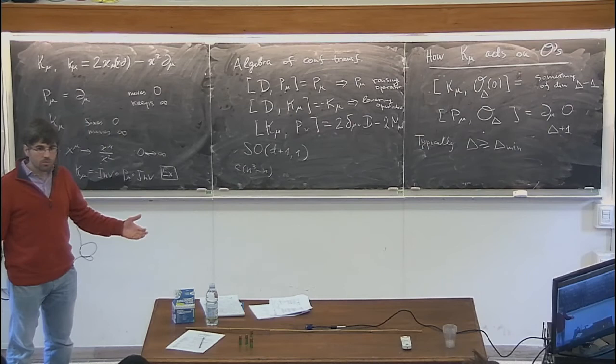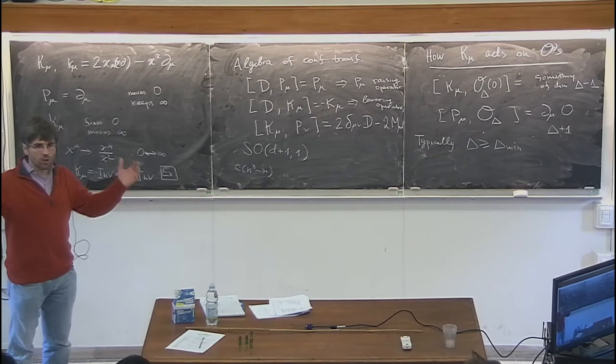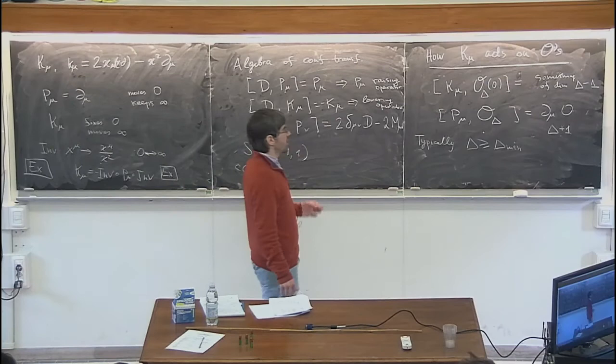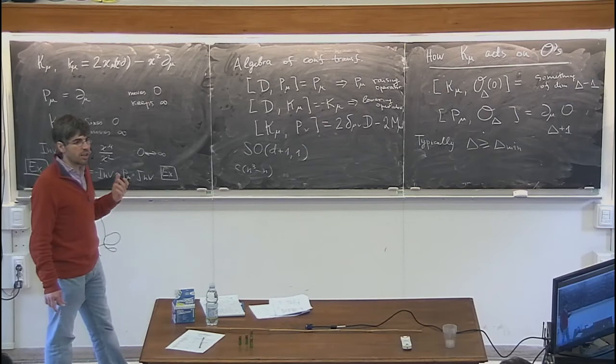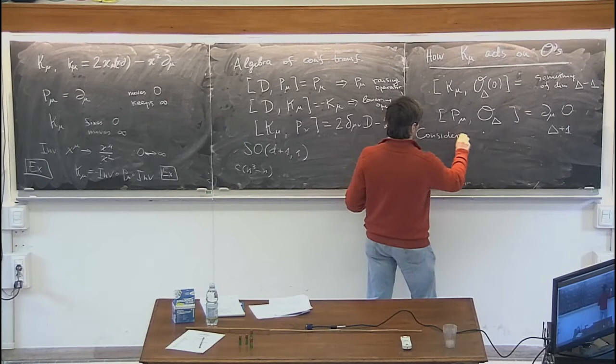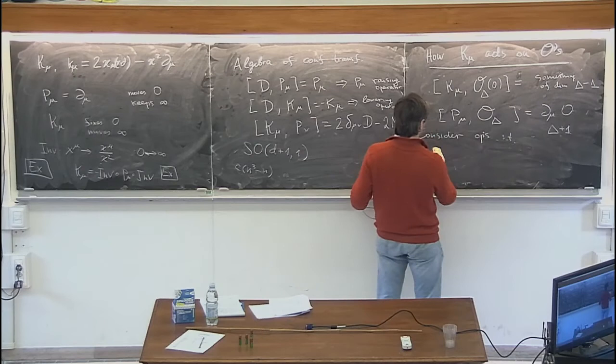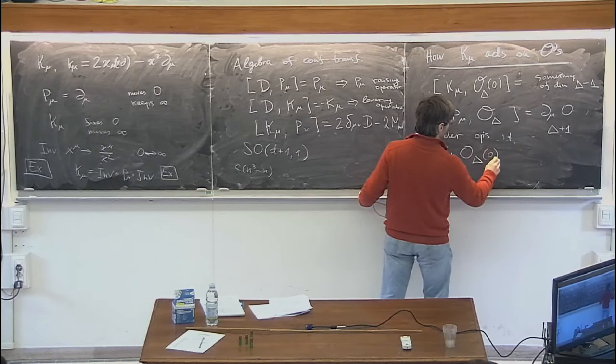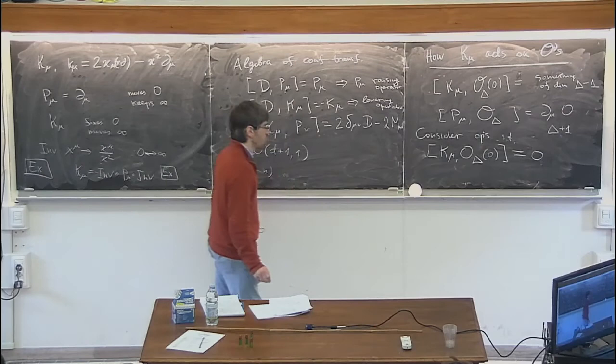And so this shows that among all operators of my CFT, there's going to be a privileged class of operators, namely those annihilated by k mu. So I'm going to consider operators such that k mu O delta of 0 equals 0. And these are going to be called primary operators.